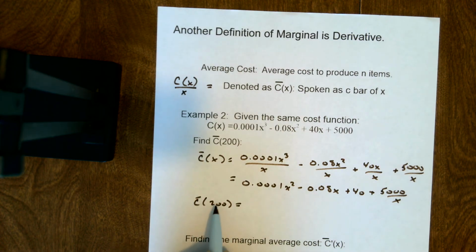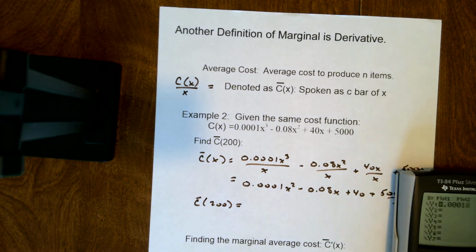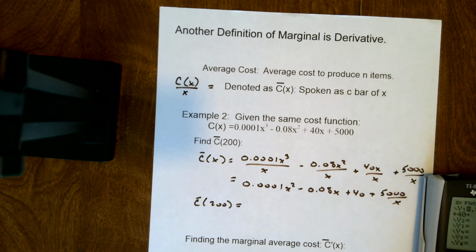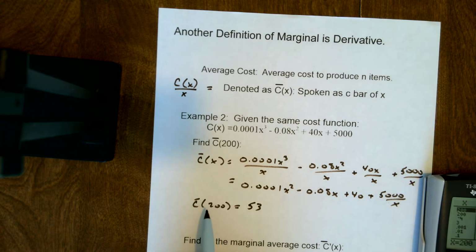This is going to give us the average cost of 200 items. I'm going to go back to my y equals and clear that out. We have 1/10,000 x squared minus 1/800 x plus 40 plus 5,000 divided by x. Again, we're going to go to my table, my 200. So the average cost of producing 200 items is $53 per unit.